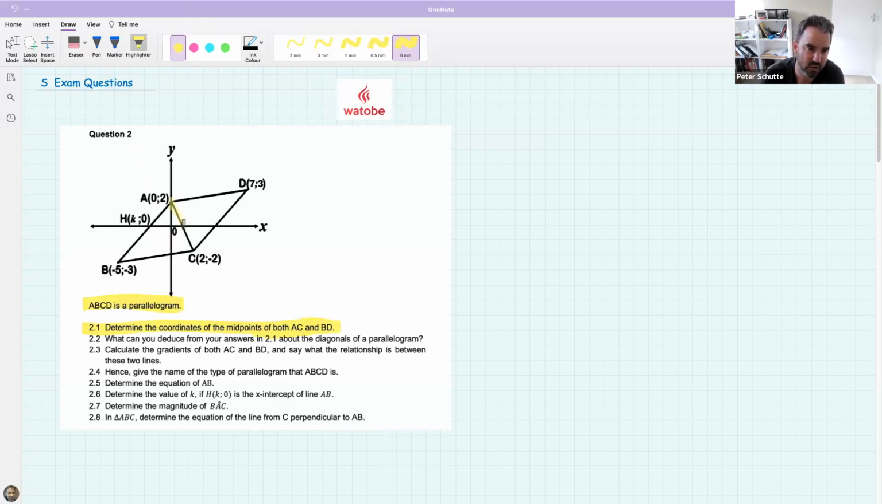So the one diagonal AC is here. The other one doesn't have its own line, but it goes like that. So 2.1, see if you can do that. And you remember what the midpoint formula is.